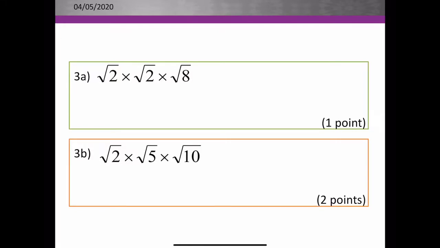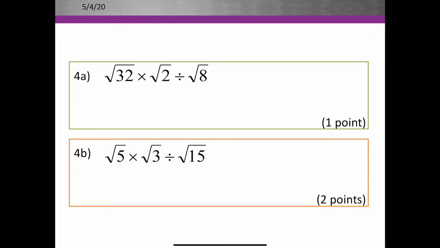Same again here, I simply multiply the three things. Square root 2 times square root 2 times square root 8, which gives us square root 32. And the bottom, square root 100, which is 10. Same again here. Square root 32 times square root 2 gives us square root 64, divided by square root 8, which gives us square root 8.